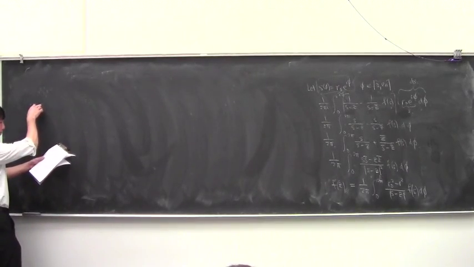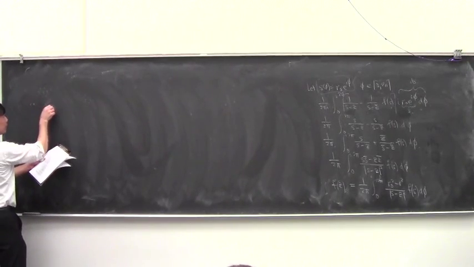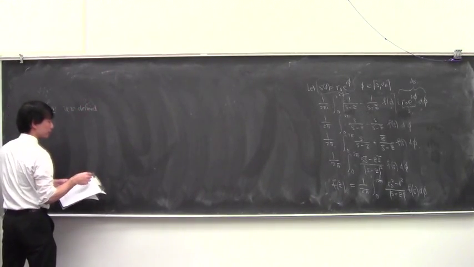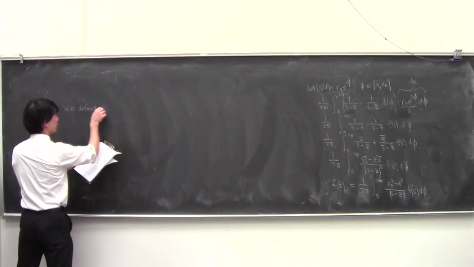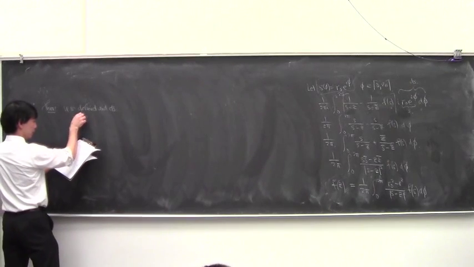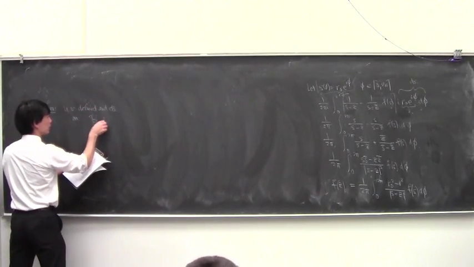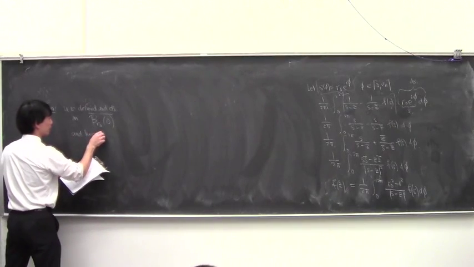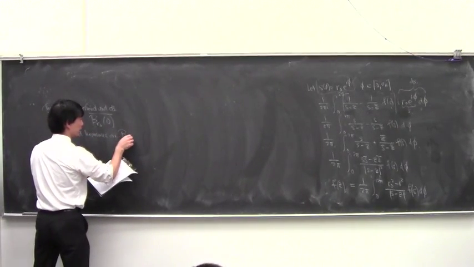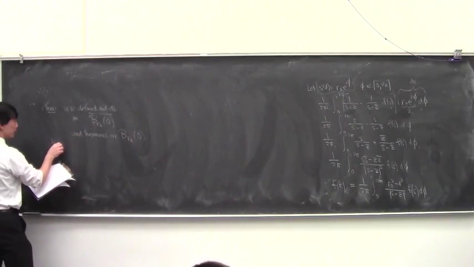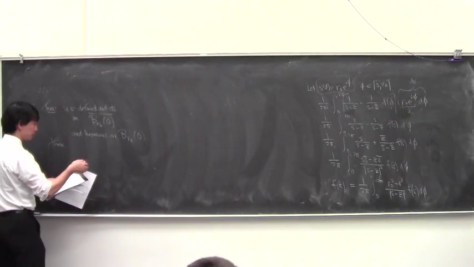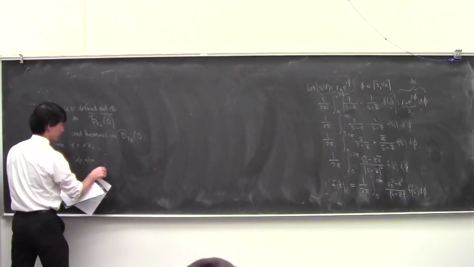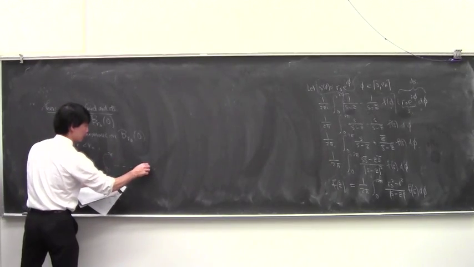Let me just say something about what the authors prove. So the authors actually prove something a little bit stronger, which is if u is defined and continuous on a closed disk, and harmonic on the interior, then for all r less than r naught, you have that formula. So same formula as before.